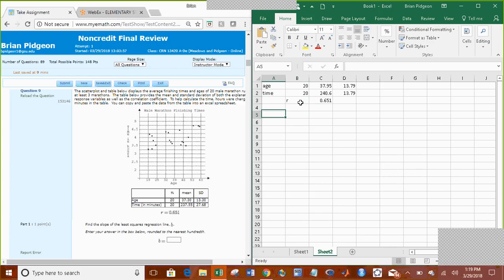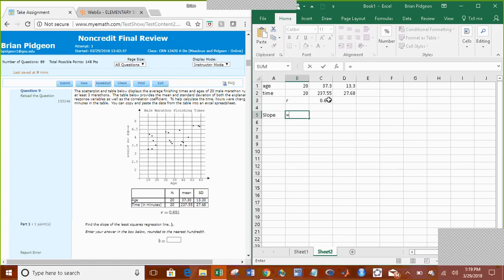So to find the slope of the regression line using this data that's given to you, you take the correlation of 0.651 and you multiply it by the ratio of the, I don't know why I wrote 13.79 here. Did anything change? Oh, everything did change. 2020, 37.30, 237.55, 13.3, and then 27.68. So sorry. Reloading the question changed the data.